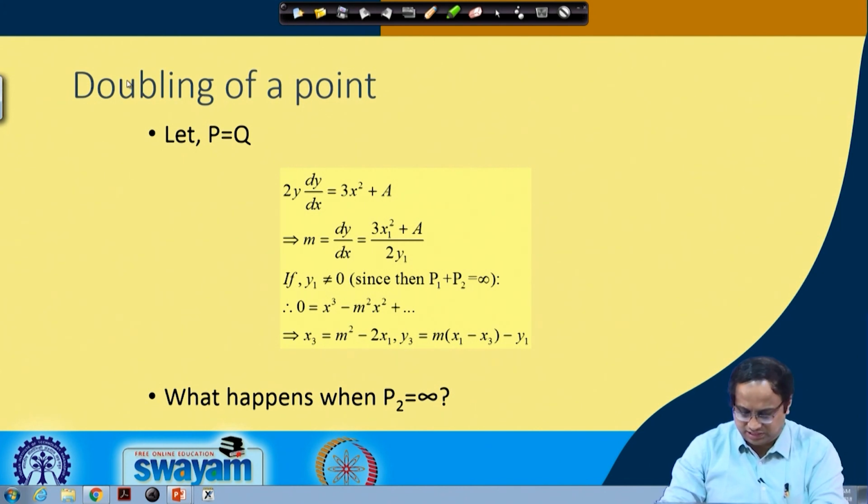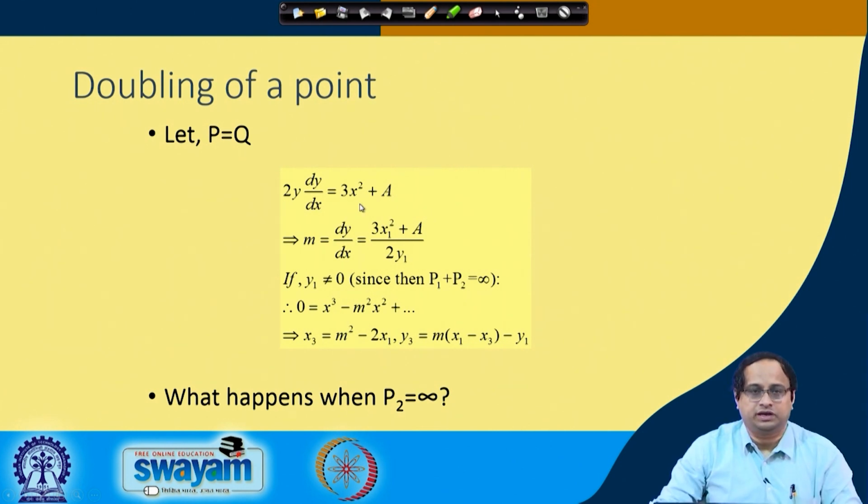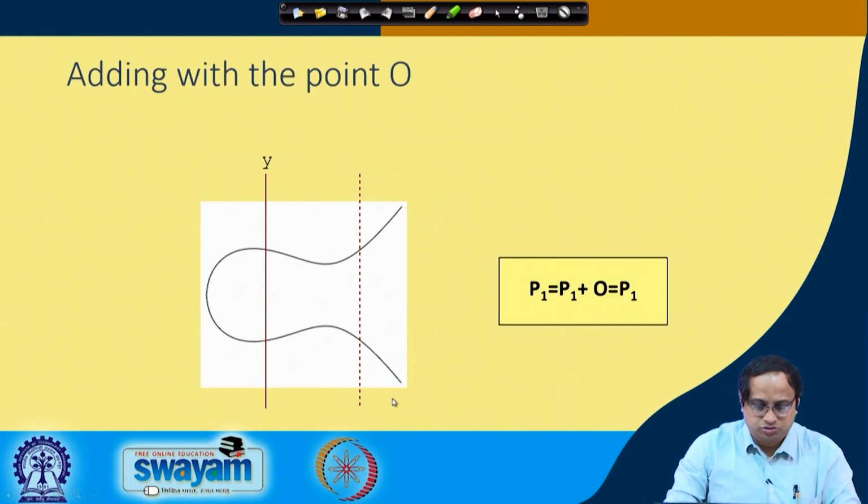Once we have derived point addition and point doubling, we remember that we have been operating on finite points. But as I mentioned, the curve also has a point at infinity on which I need to do these operations. So what happens if one of these points is the point at infinity, that is, what happens when P2 is equal to infinity or the point O?